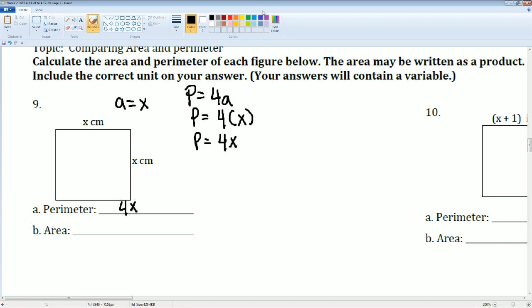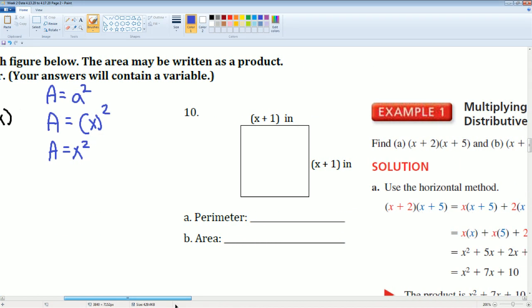Good? The area is right here. The area is A times A, right? And that became A squared. Good? So just plug it in. What is A here? X squared. So what is the area? X squared. That's it. Okay? All right.